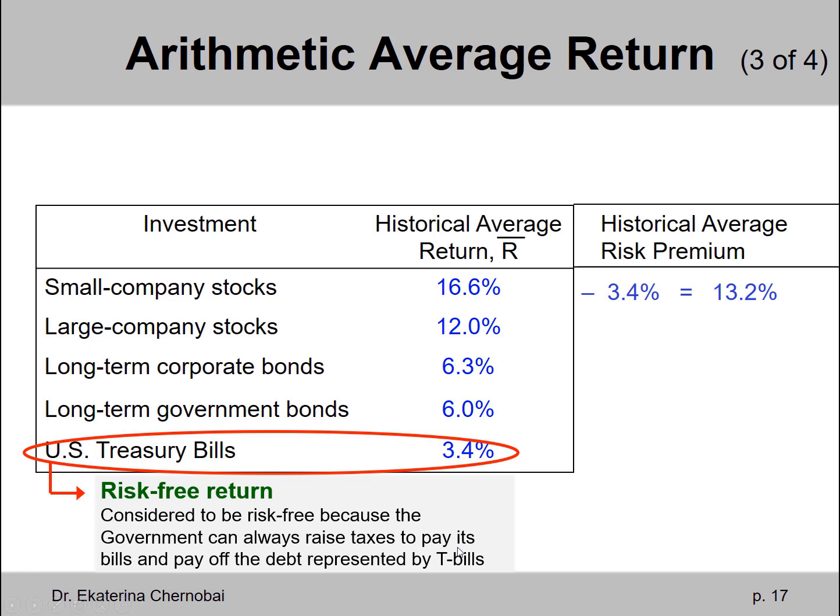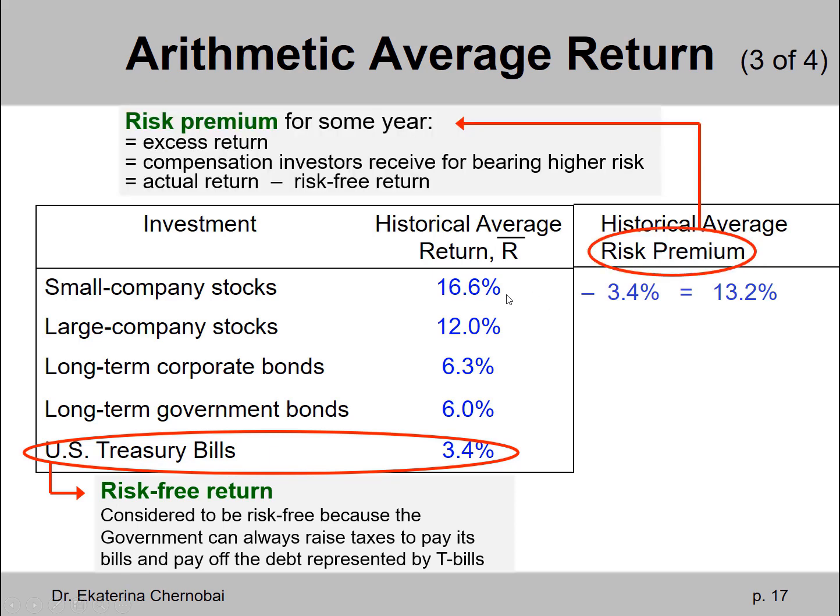What happens if we subtract this 3.4% from, let's say, the 16.6% average return every year from small company stocks? So 16.6% minus 3.4% gives 13.2%. What does it mean?